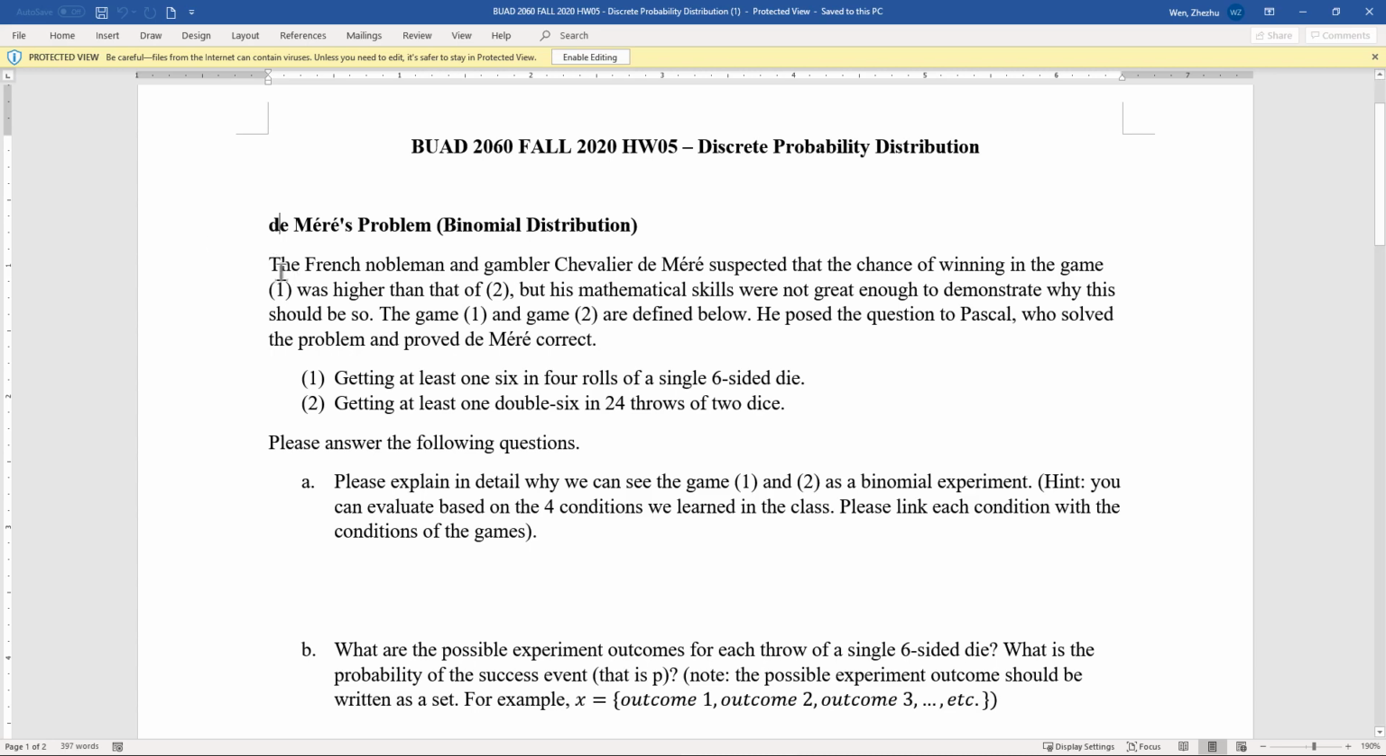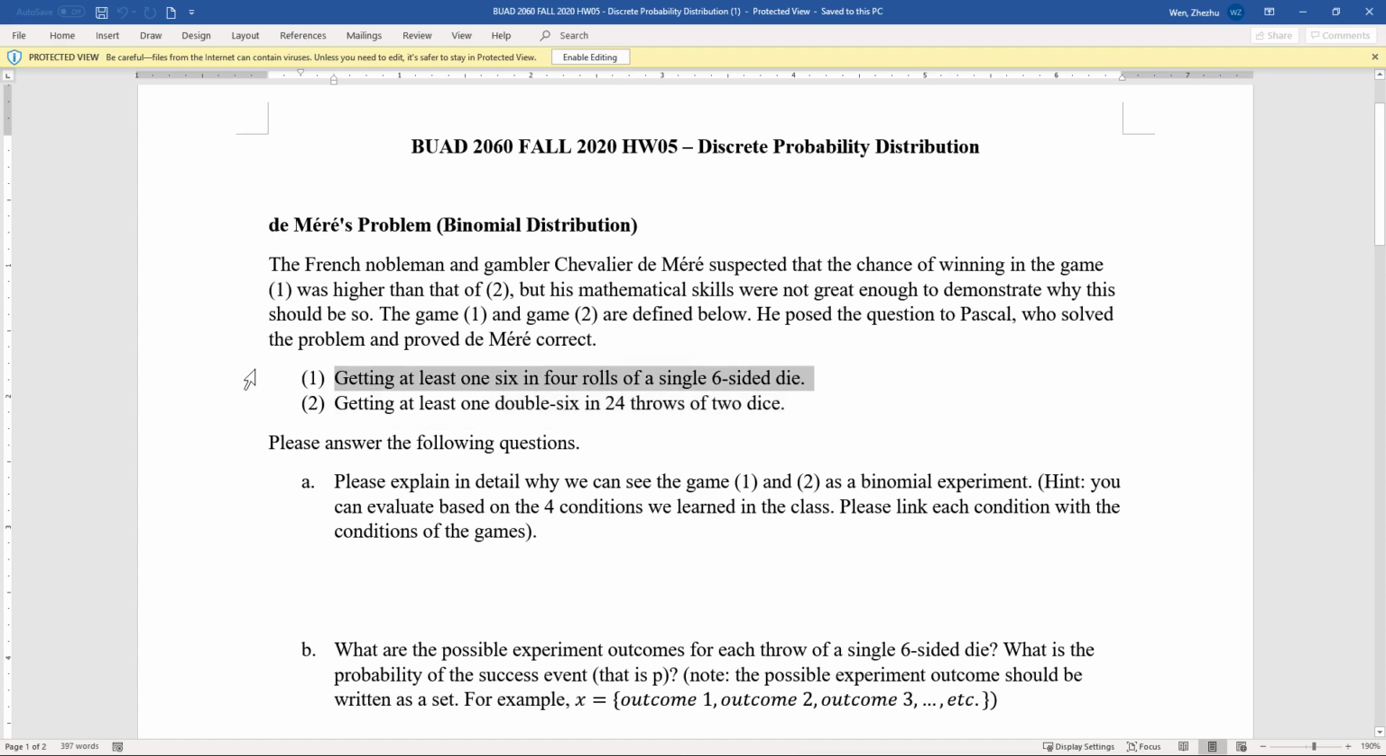Okay, so there's a French nobleman and gambler, Chevalier de Mere, who suspected that the chance of winning in game 1 was higher than that of game 2. So he's comparing two different games in terms of probability of winning. Okay, so here is game 1, here is game 2.